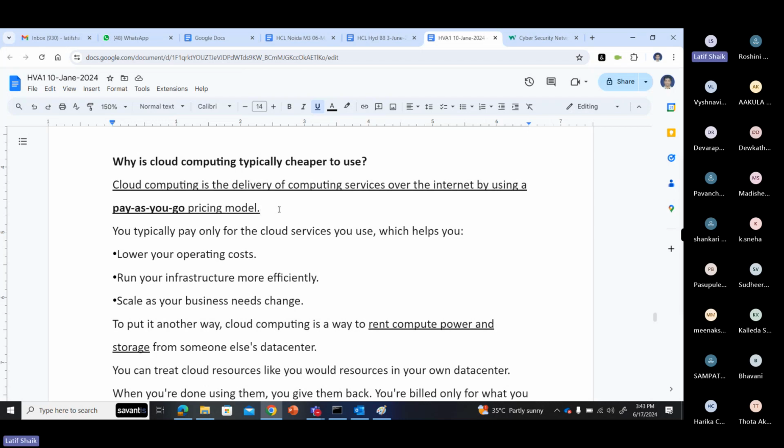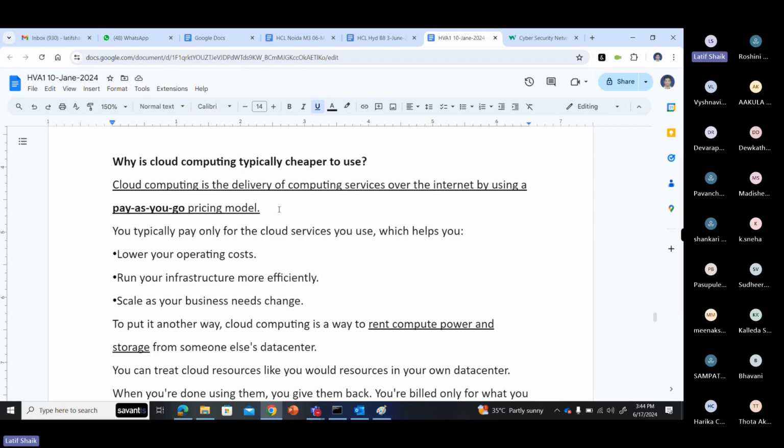Okay. So you typically pay only for the cloud services you use, not whatever they are giving. So it lowers your operating cost, the operating expenditure will be reduced, and of course there is no capital expenditure. You don't need to pay anything initially. You don't have to invest 1 lakh rupees or 10 lakh rupees or 1 crore rupees, not at all required. You just have to start building your infrastructure in the cloud. Okay, it lowers your operating costs, no capital expenditure, and you run your infrastructure in a more efficient way.